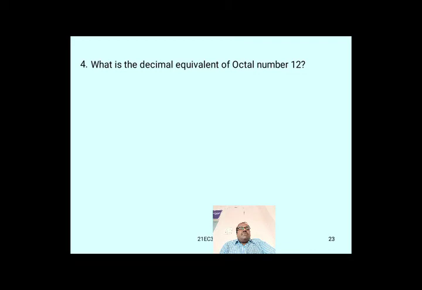Now, what is the decimal equivalent of the octal number 12? For this, we want to use the positional weights. For 2, it is 8 power 0 and for 1, it is 8 power 1. So, 1 into 8 power 1 plus 2 into 8 power 0. That is 8 plus 2, which equals 10. Here in the answers also we have the value 10. Okay, it is correct. Please do your work in rough only, then we can easily get the values.